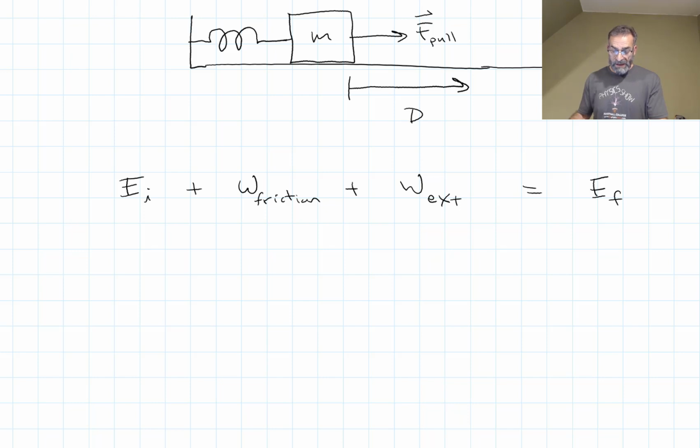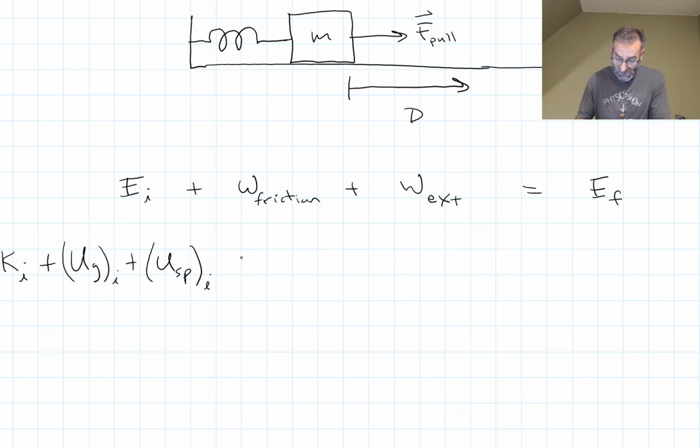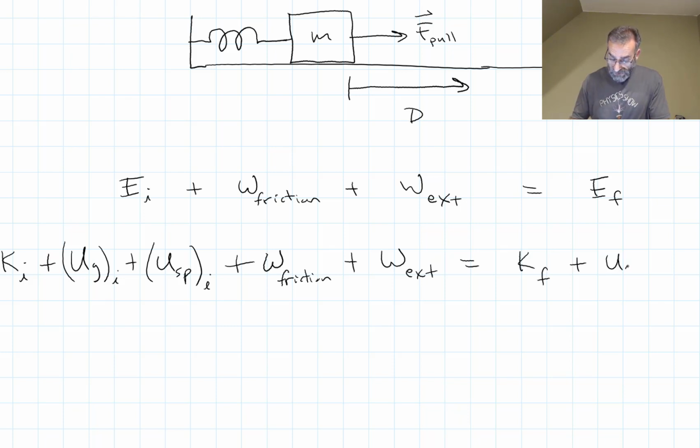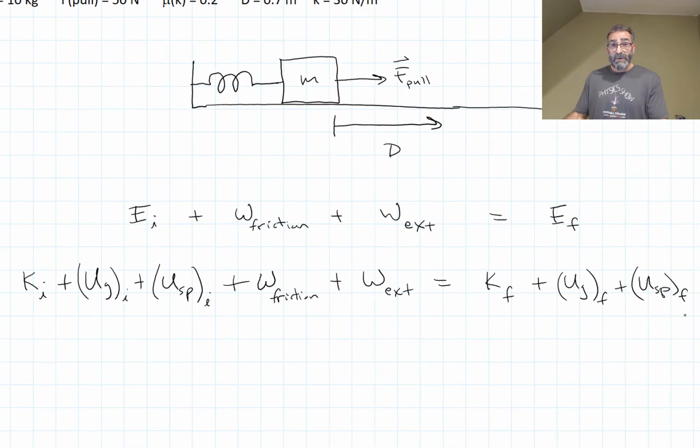What is mechanical energy? Well, it's kinetic energy, gravitational potential, and spring potential energy. So I could have kinetic energy at the initial point in my problem, gravitational potential energy, and spring potential energy. And at the end of my problem, I could have the same three forms of mechanical energy. You can see now it's important to understand what's in our system.